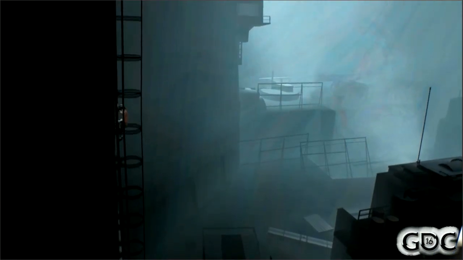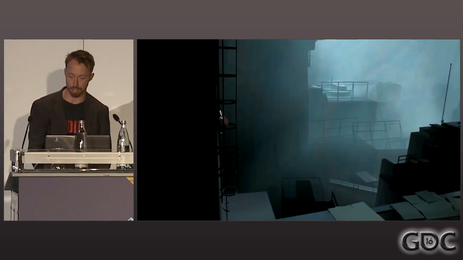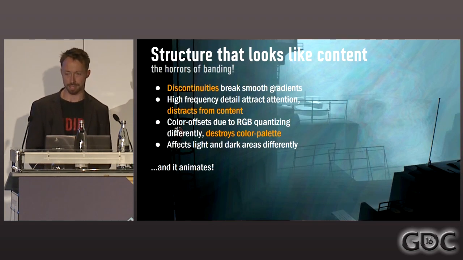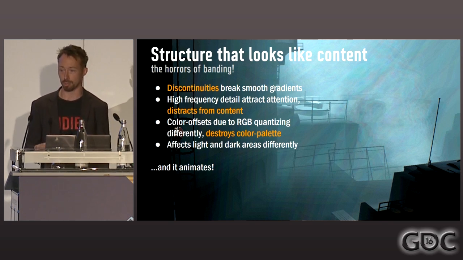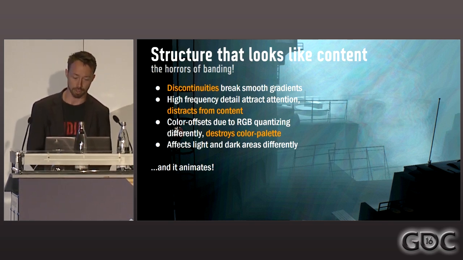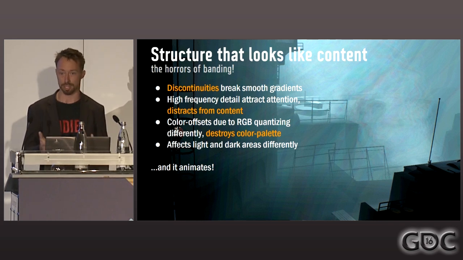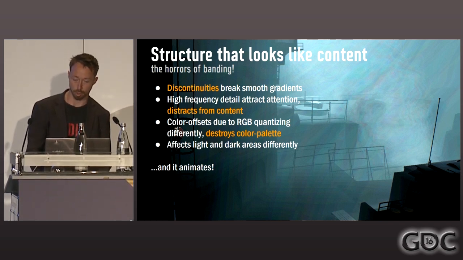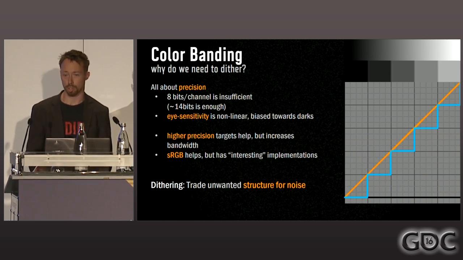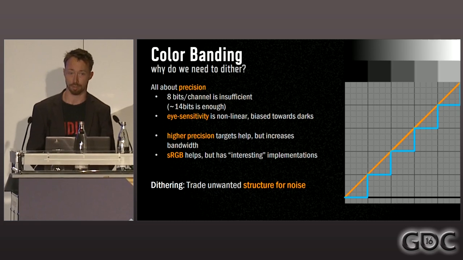It has these sharp lines all the way through the image. It has these rainbow-like effects, and also it animates. So it's really rather distracting in relation to this art style where we want subtlety, I suppose. So of course, what's going on is that we're rendering out into 8-bit color buffers, and 8 bits per channel really isn't sufficient. The human eye is able to perceive something along the lines of 14 bits.